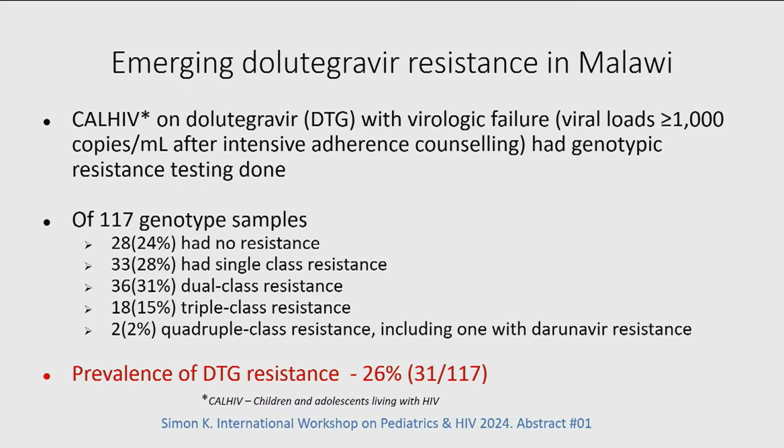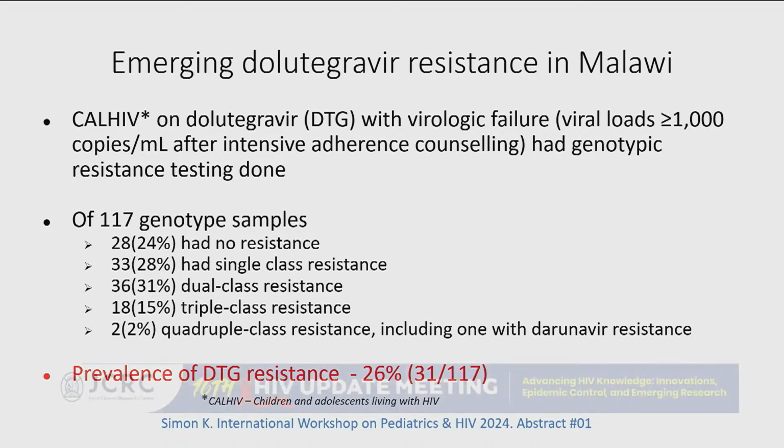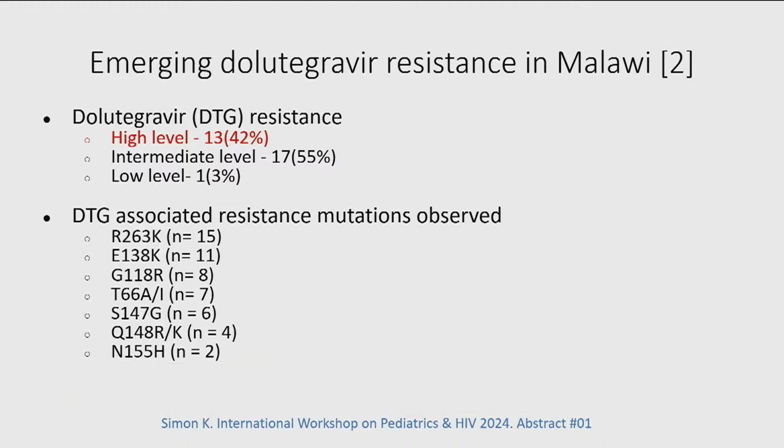Now, specifically, the prevalence of DTG resistance was 26%. That means 31 of the children who had virologic failure while on DTG treatment actually had resistance, which is quite high. And remember, this is routine program data from Malawi. Then when we focused on the dolutegravir resistance, nearly half of the children where there was resistance had high-level resistance. So that means they needed to switch from DTG.